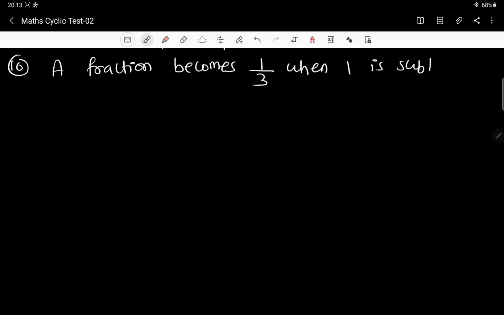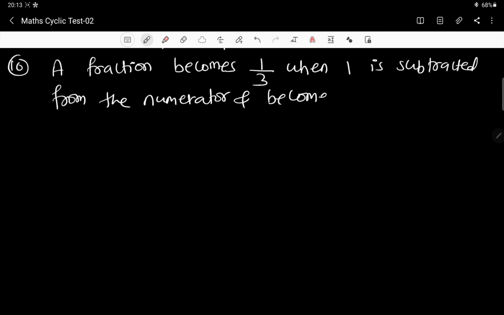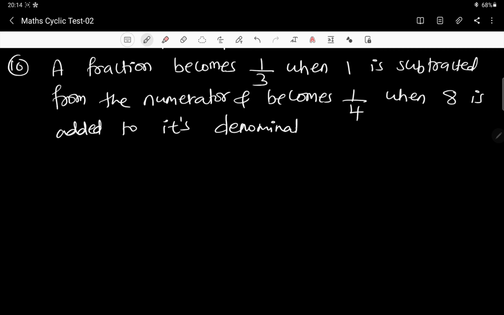The 10th question is like this. A fraction becomes 1 by 3 when 1 is subtracted from the numerator, and becomes 1 by 4 when 8 is added to its denominator. Find the fraction.